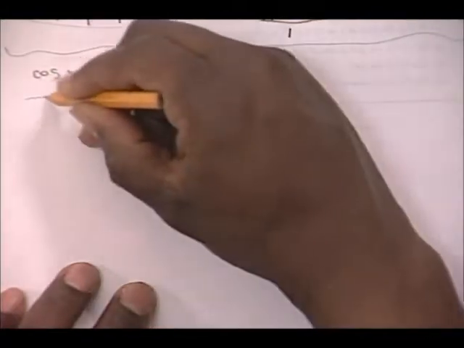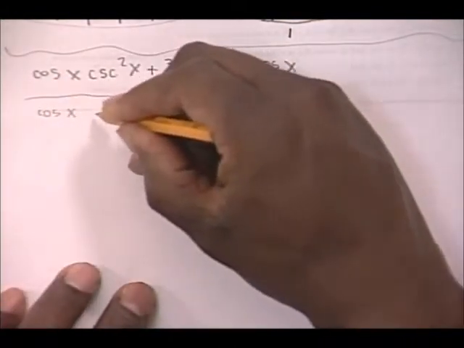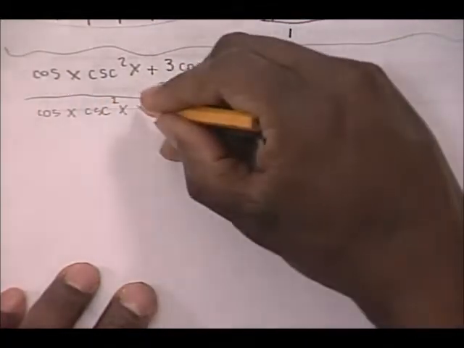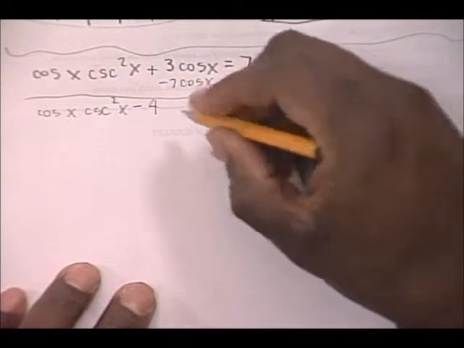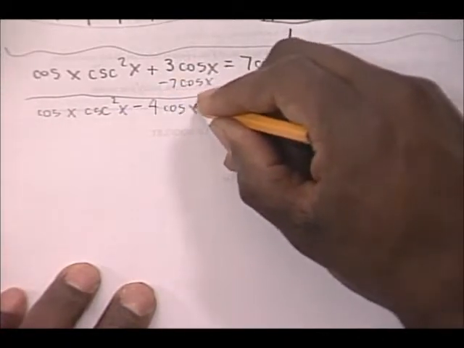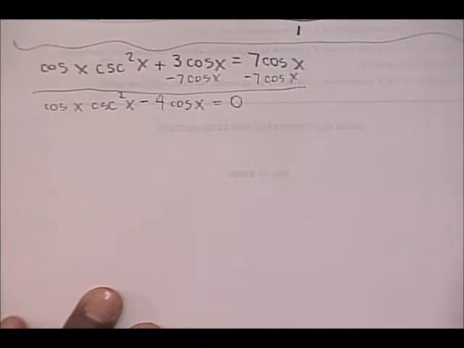7 cosine x on both sides. You end up with cosine x cosecant squared x minus 4 cosine x is 0. All right? I'd ask them to be able to do that. So then, what I'd ask them to be able to see here is that you can factor out a cosine. Each of these terms have cosine in it.